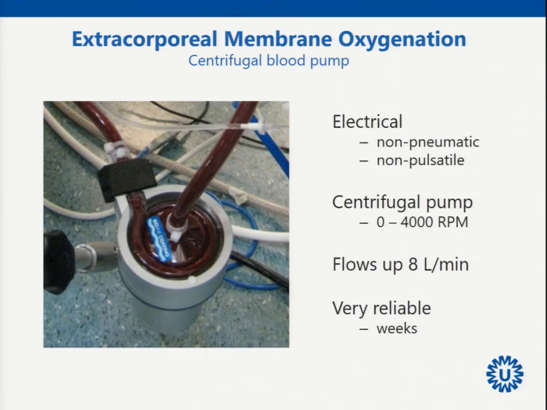The higher the pump speed, the more blood trauma you create in general. You can achieve flows up to, theoretically, 8 or 10 liters, but generally you will achieve 3, 4, 5 liters. And what the ins and outs are of how much flow you should achieve in VA and VV-ECMO and combinations of that is a matter of discussion later on. But it's very reliable for weeks.